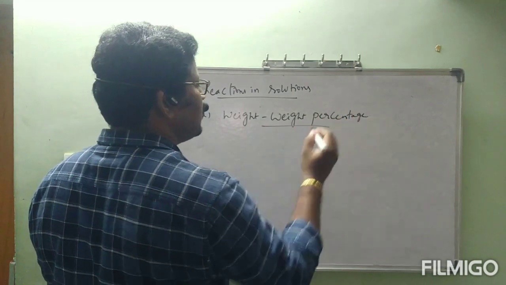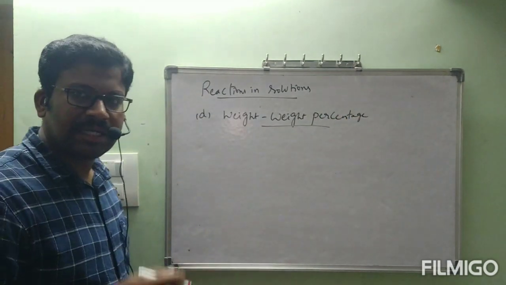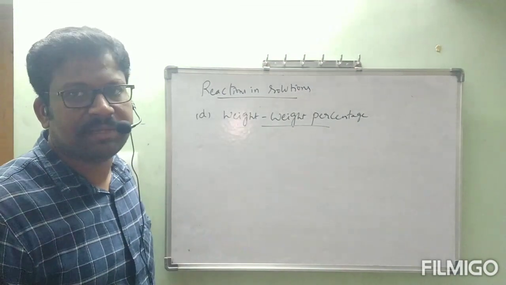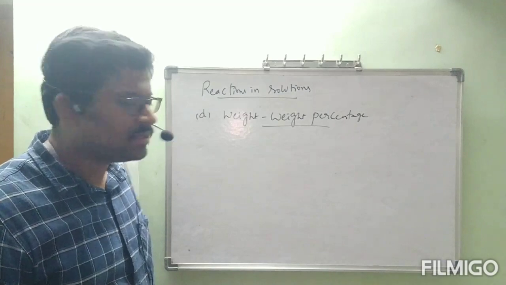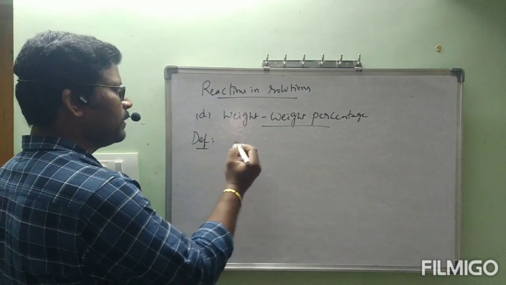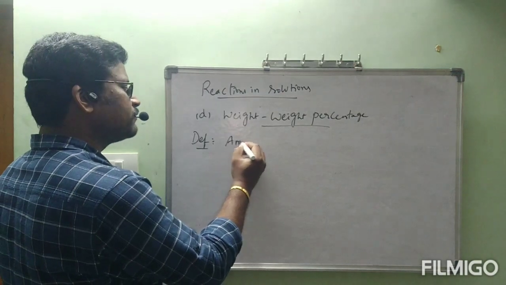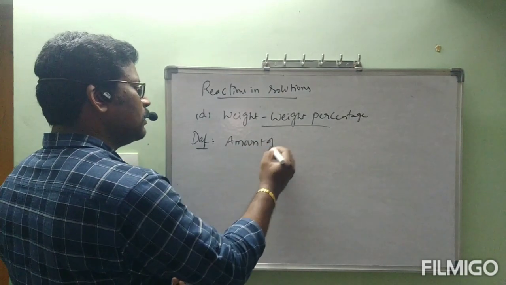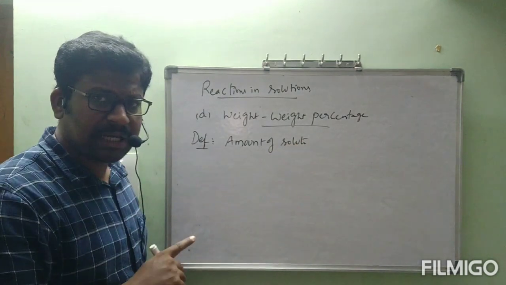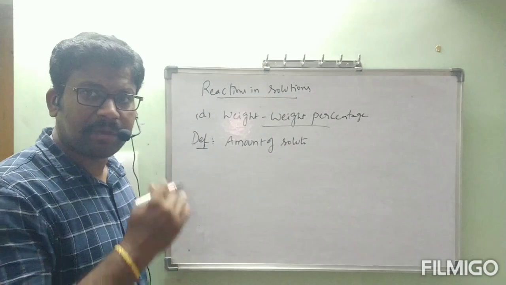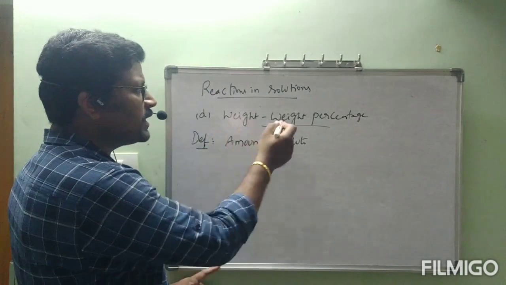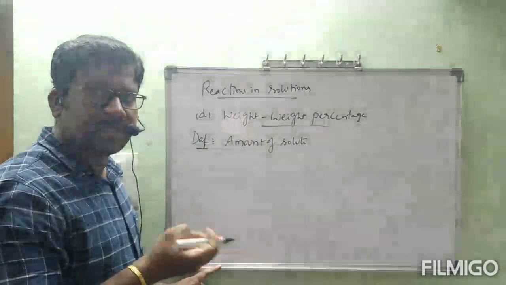Weight percentage. Percent, per cent. Cent means 100. Out of 100, how much amount is present? Like that we will say percentage. Now let us see the definition. Amount of solute. Please observe, this is not related to the number of moles. Okay, number of moles, that is completed. Now weight percentage, both are expressed in weights. Weight is nothing but grams, amount.